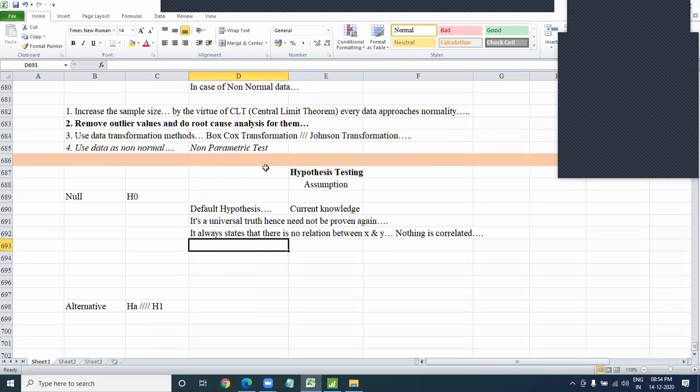You have collected some data. You had a long list of possible causes. This could be a possible reason, that could be a possible reason. But as per null, there is nothing which is correlated. There is no relation between x and y.